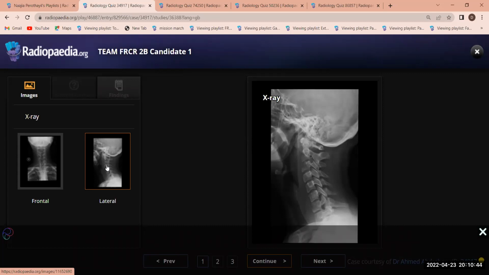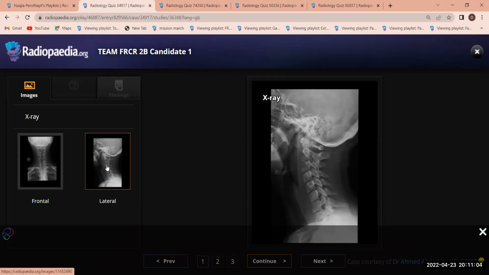So what are you thinking of? What are your differentials? It could be a collection, it could be an abscess, it could be a hematoma, it could be a mass. Do you want to take a look at the spine, the vertebral bodies once again?